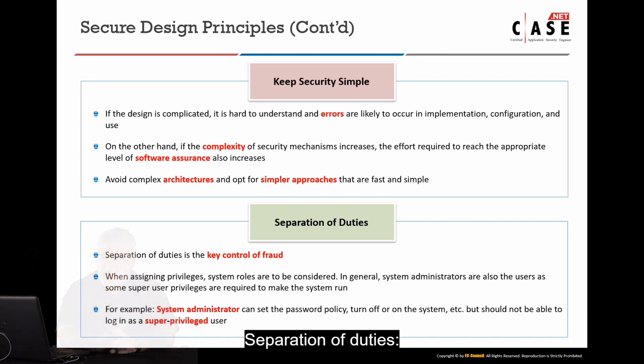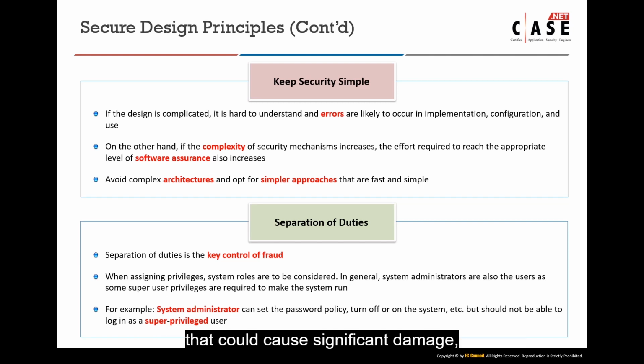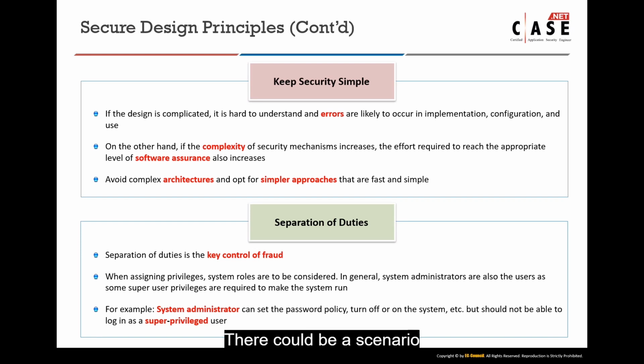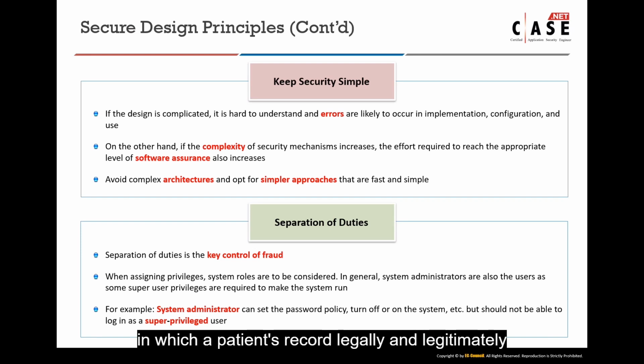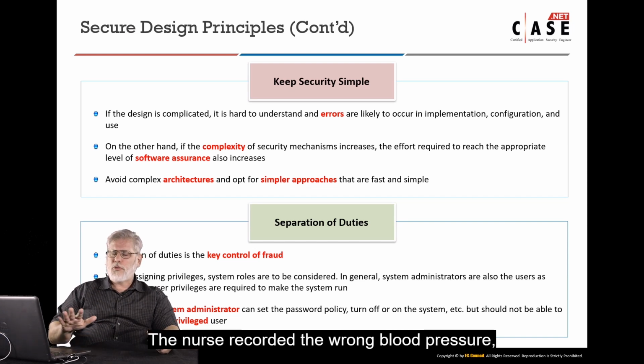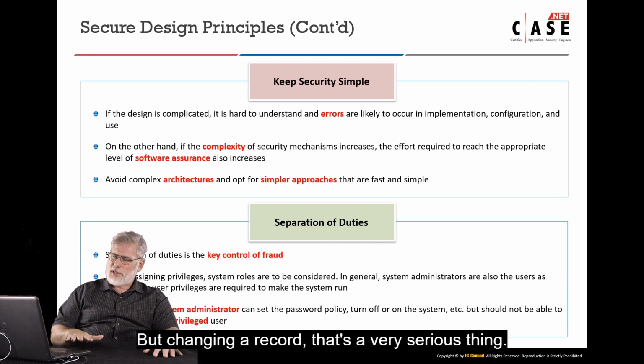Separation of duties. Separation of duties means if there's a critical process that could cause significant damage, no single person can do it. Let's continue with our electronic medical records example. There could be a scenario in which a patient's record legally and legitimately needs to be changed. The nurse recorded the wrong blood pressure. We later realized it needed to be changed. But changing a record, it's a very serious thing.